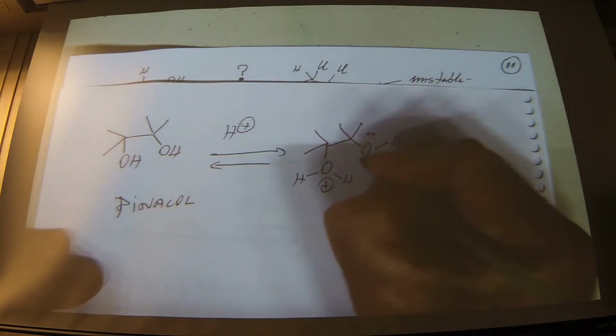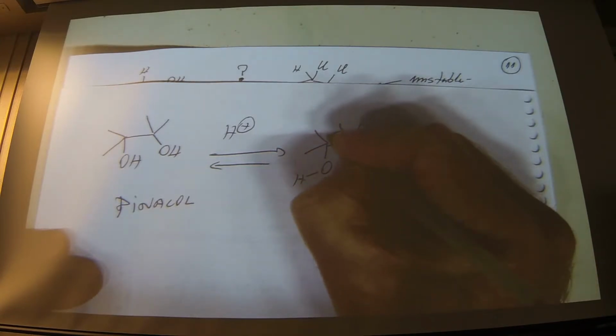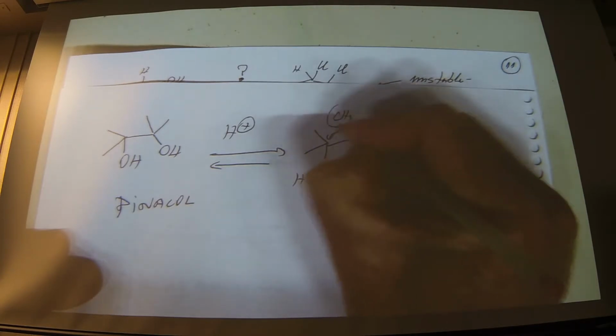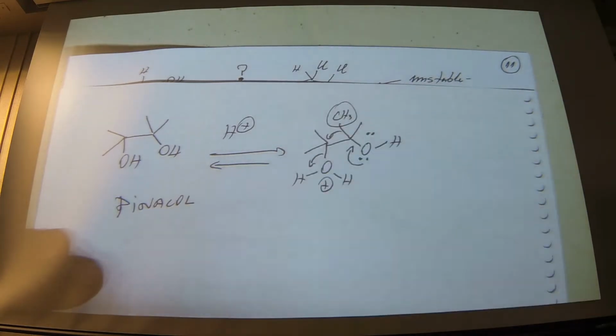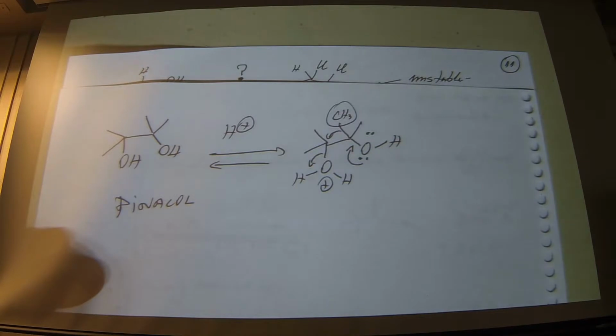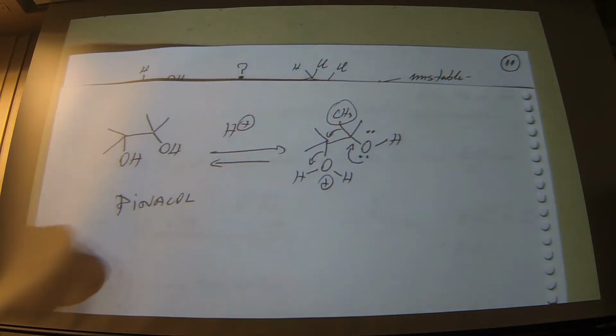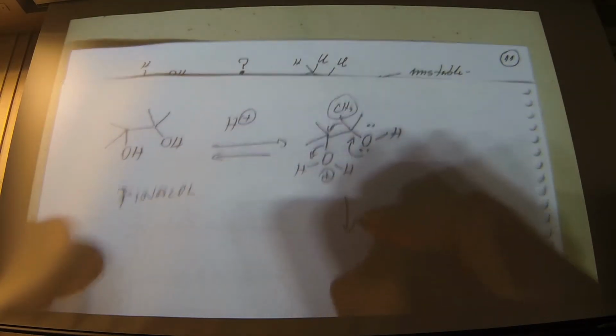Now, the next step is an interesting one. It involves migration. It involves a methyl migration. There's the methyl group that migrates, this one right here, with its electron pair, and expulsion of water. That's a cationic rearrangement. This is irreversible. What does that give us?